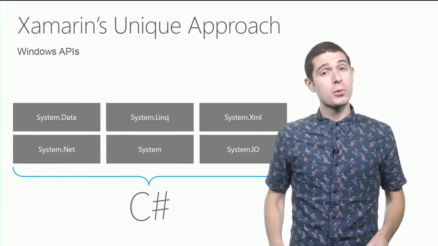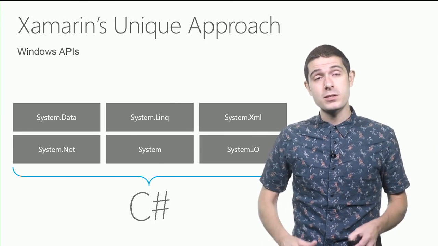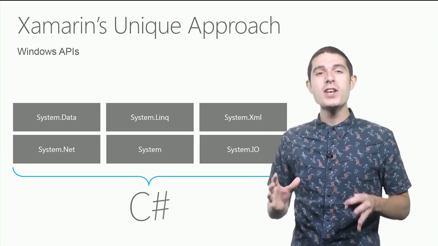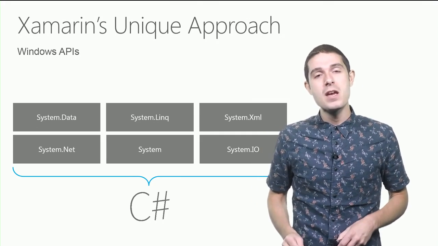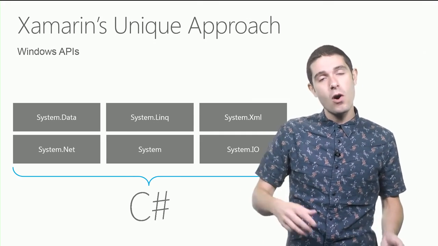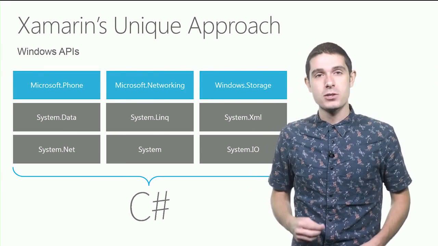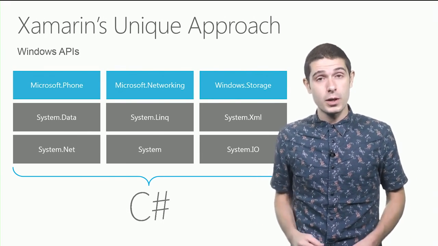Now, if you're a Windows developer today, the .NET libraries are going to look very familiar to you. System, data, LINQ, XML, things that we know and love as .NET developers. And when you go to a new Windows platform, phone, store, desktop, you get some platform-specific APIs to mess around with, like phone or storage.